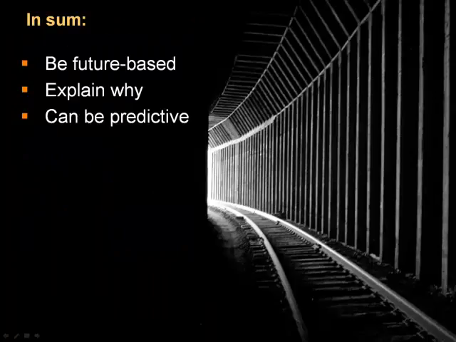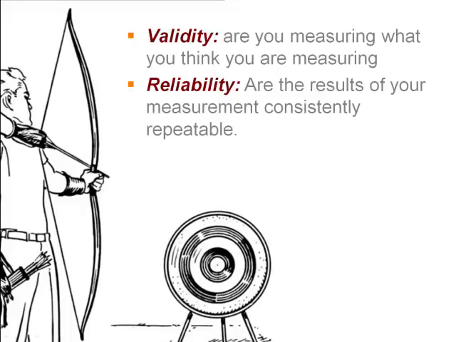In short, good scientific theory should be future-based, trying to be predictive. They should explain why phenomena occur and demonstrate the associations between two or more variables. And they can be predictive once you understand how those variables are related, but they may not necessarily be predictive per se, but the best ones are.